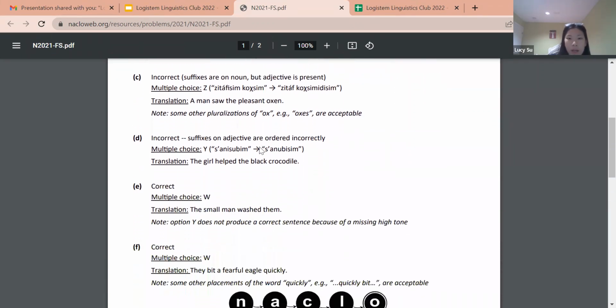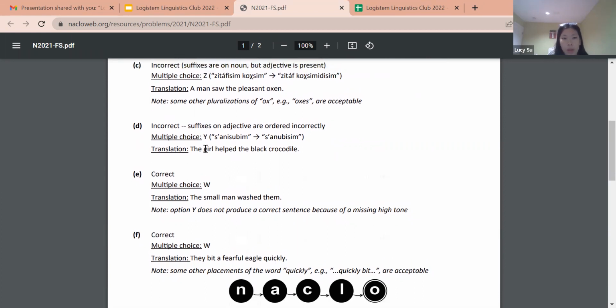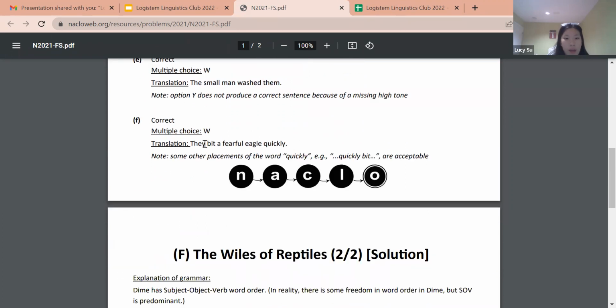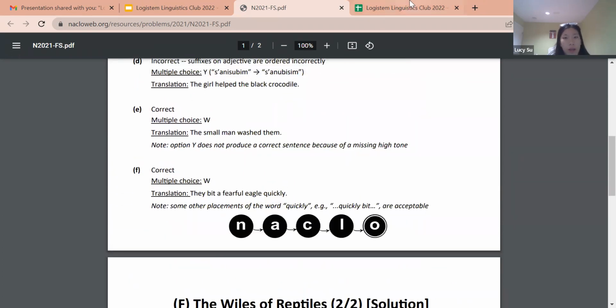The third one is incorrect because even though the nouns do have suffixes, the adjective is present. So you would just have to fix this. For this problem, the multiple choice answer would be Y, and it would translate to "the girl helped the black crocodile," and the sentence structure was just organized incorrectly. And then I believe the last two are correct.